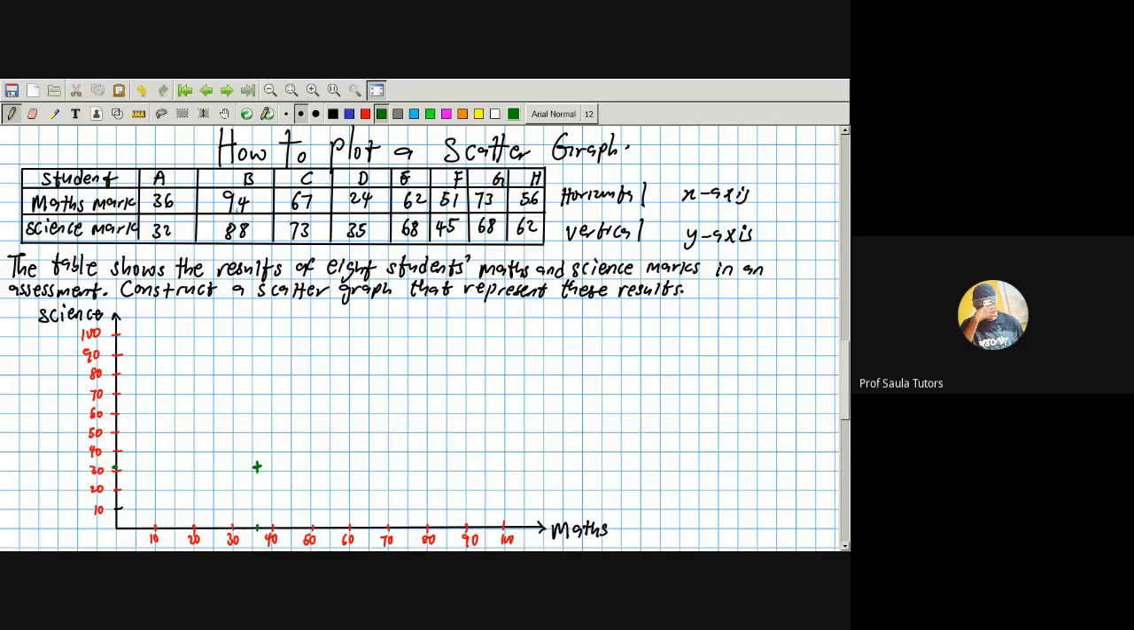Next, 94 in math, science is 88. You know, this is 95, so a little bit before it is 94 in math, and 88 is science. So let's take this to 88. 88 will be close to 90. So let us trace this point. Trace it carefully.